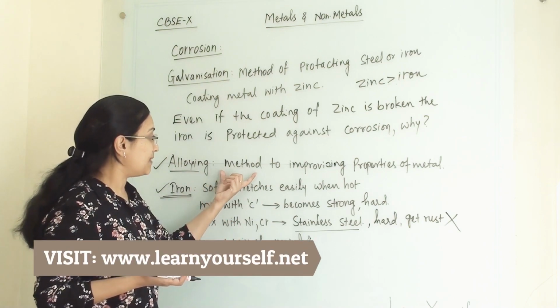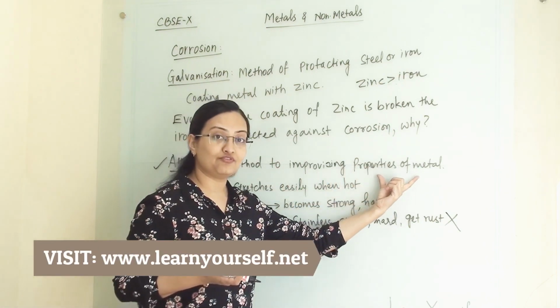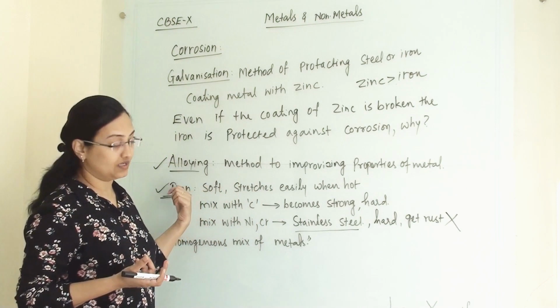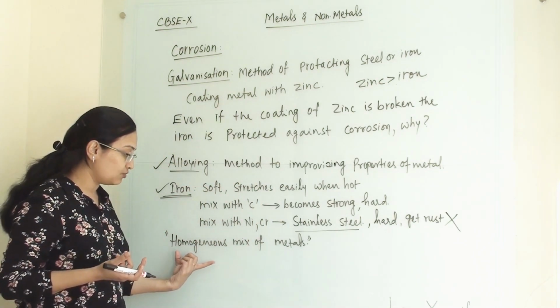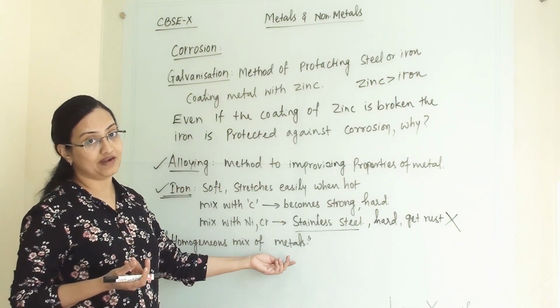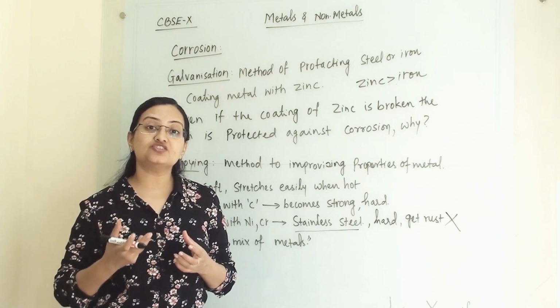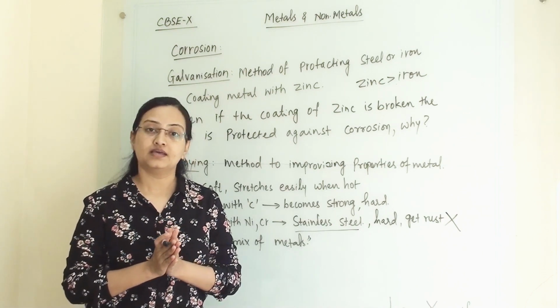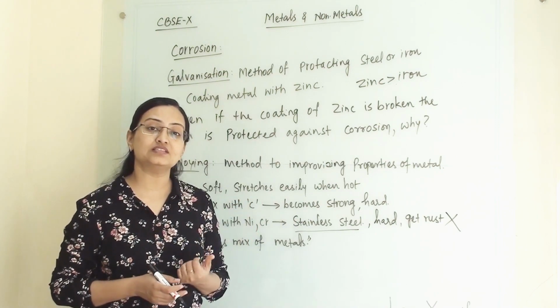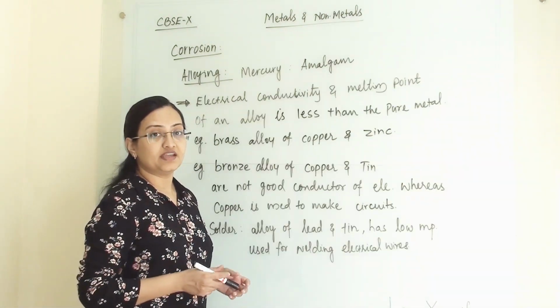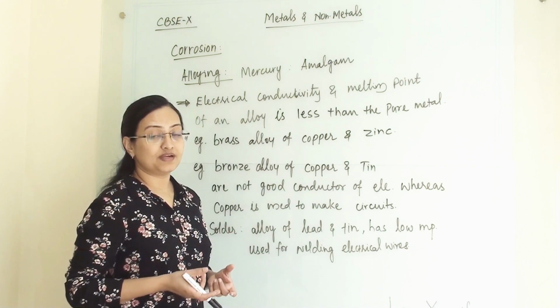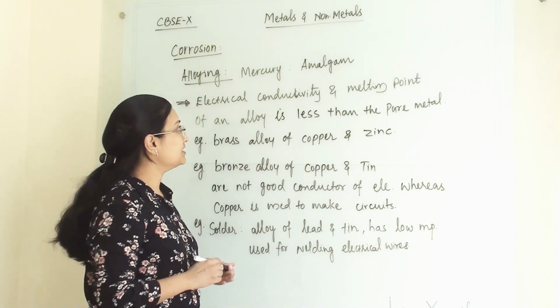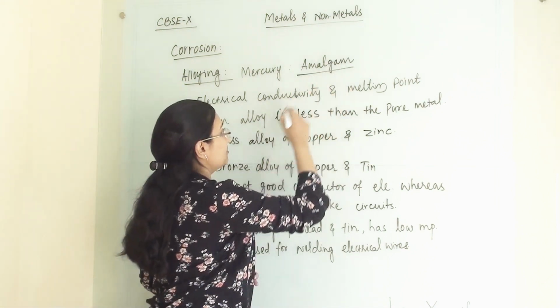So the method to improve the property of metal is alloying. And what is an alloy? It is a homogeneous mixture of metals. So this is how we can change a property of a metal by adding another metal to that. That process is known as alloying. When we are taking mercury as a base metal and we are making an alloy, it is known as amalgam.